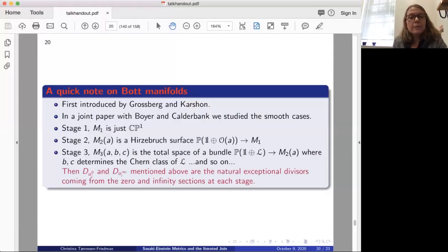So what happened with the orbifold thing is that these divisors that were up in the description before are just natural exceptional divisors that come from the zero and infinity sections at every stage you take. Because you have these bundles that have these sections, you can add this orbifold structure in a natural way. So that's all I'm going to say about that. It's a huge story about these manifolds, but I just wanted to at least mention them.